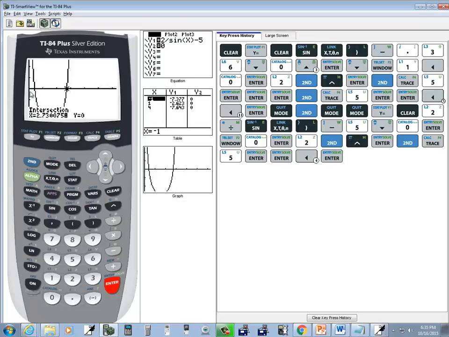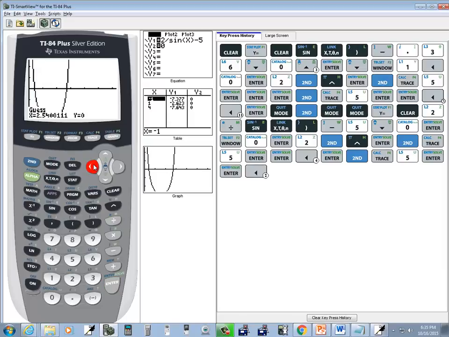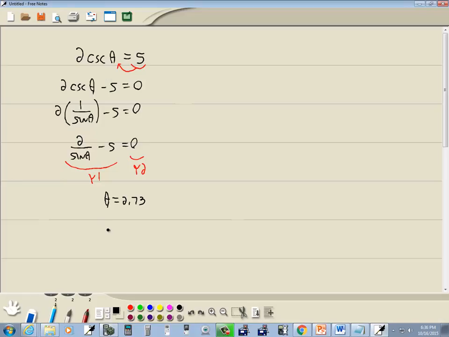Now we got one more answer, because remember our answer is wherever it crosses the x-axis. So do second trace, choose intersect, enter, and then I'll do my left arrow, and I can hold it down so I don't have to keep pressing it over and over. And I just want to get it over closer to this one. It doesn't have to be right on top of it, but it shouldn't be too far away either. And now press enter. And that tells us 0.41. So theta is equal to 0.41. So those would be our 2 answers.